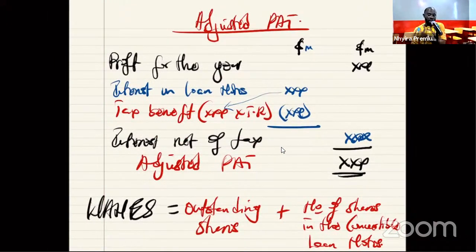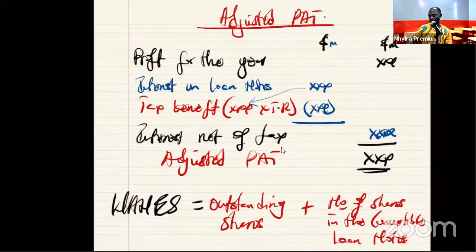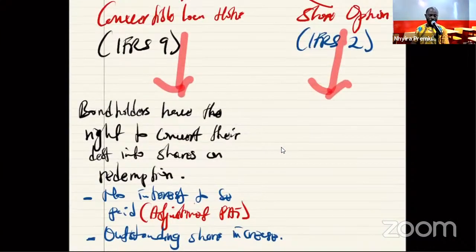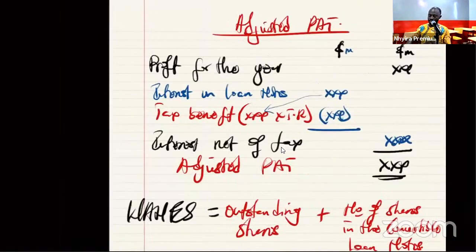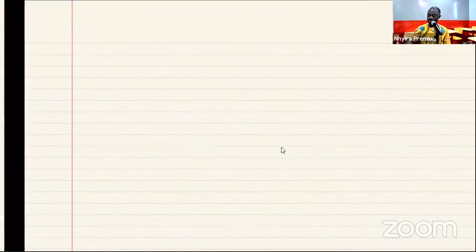So, like I said, we are not going to be doing any timing ratio. We just go straight, adjust our profit, and get our answer. So that's how we deal with convertible loan notes. Let's look at a final part, then we see a question.